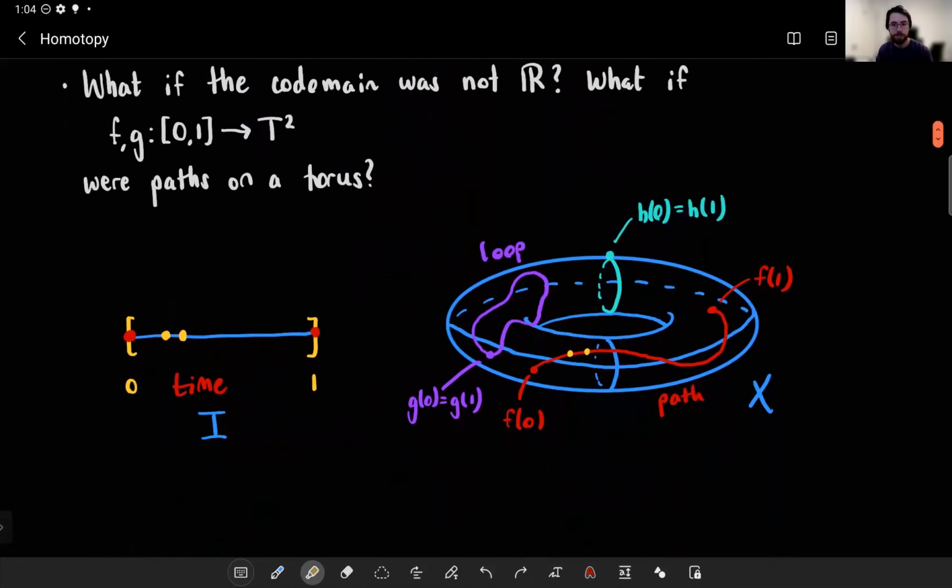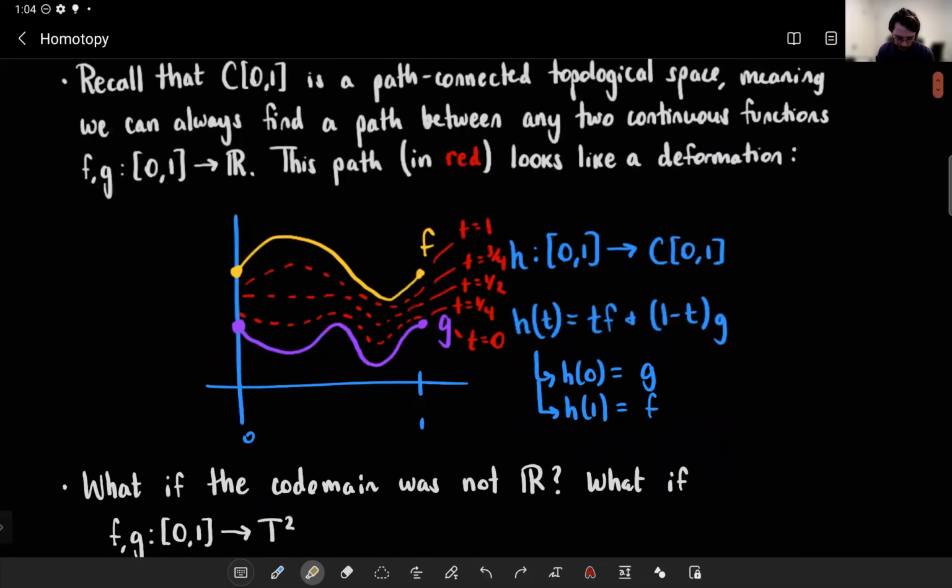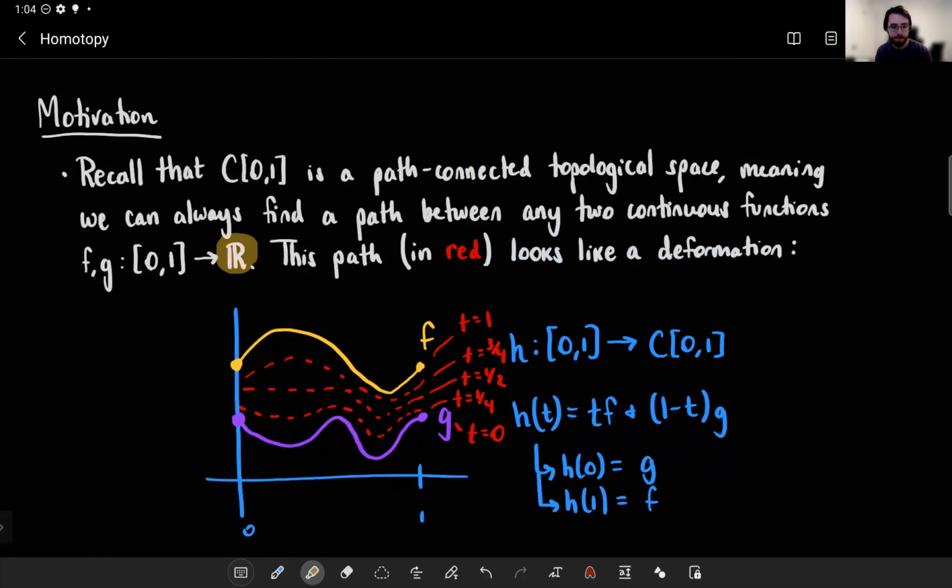What if we changed the codomain a little? It was nice above because we were working in the real numbers, namely these functions had codomain R. But okay, so you could have thought about these as paths in the real number line. F and G are themselves paths, and we found a path between them. But what if you changed R? What if you took paths in an arbitrary space? For example, a torus, which we write T2 sometimes.